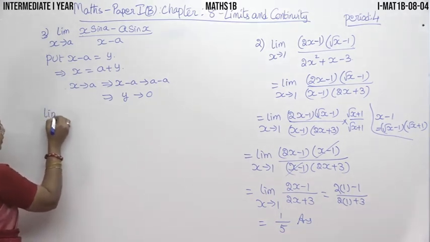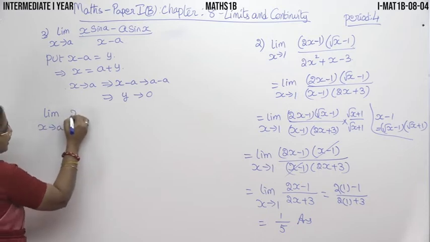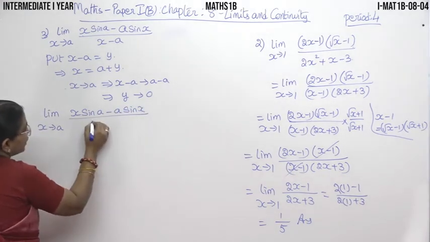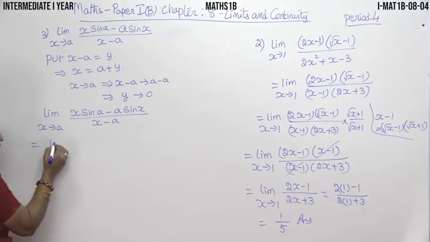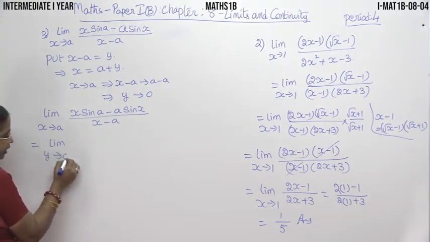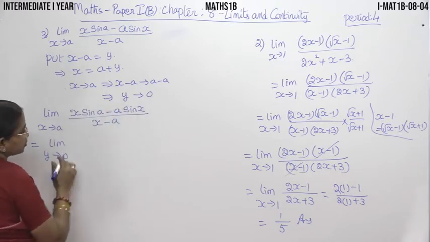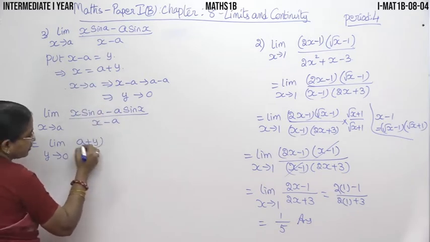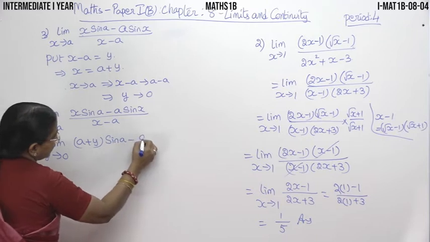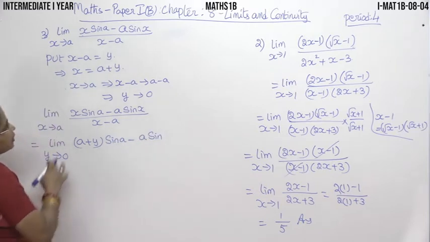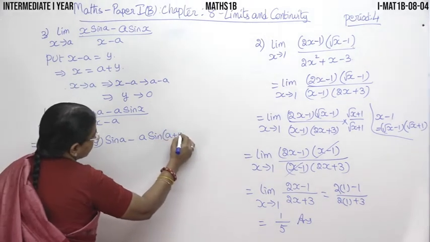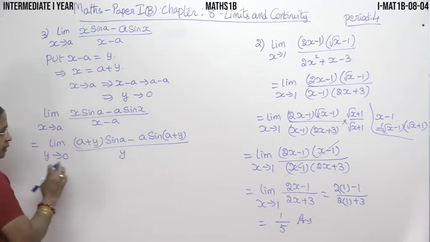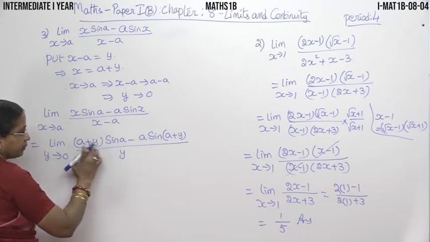Now we'll take this limit. Limit x tending to a of (x sin a minus a sin x) by (x minus a) will become, writing everything in terms of y, limit y tending to 0. x becomes a plus y, so (a plus y) into sin a minus a into sin(a plus y), by x minus a, which is again y. Now let's split this. Here you multiply a sin a.